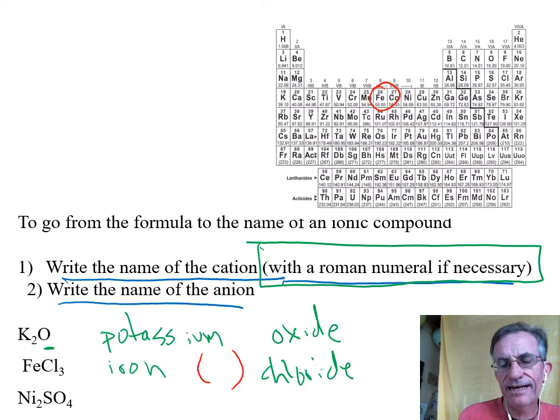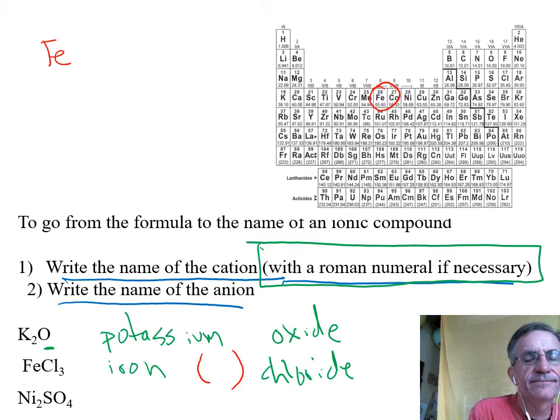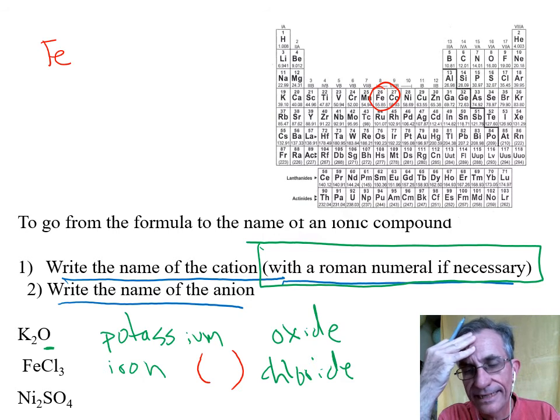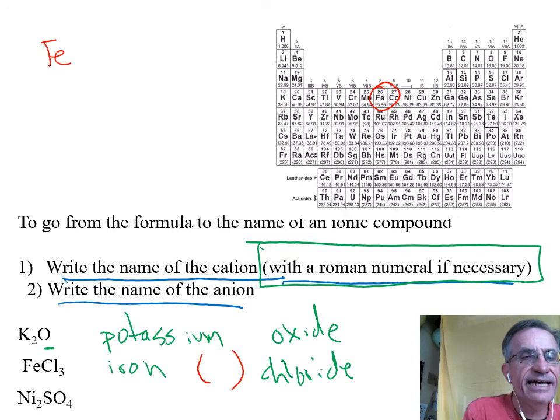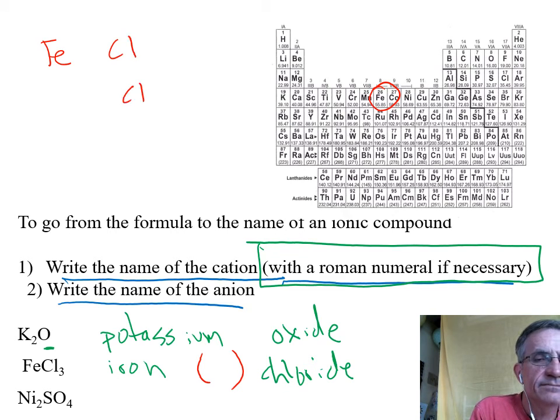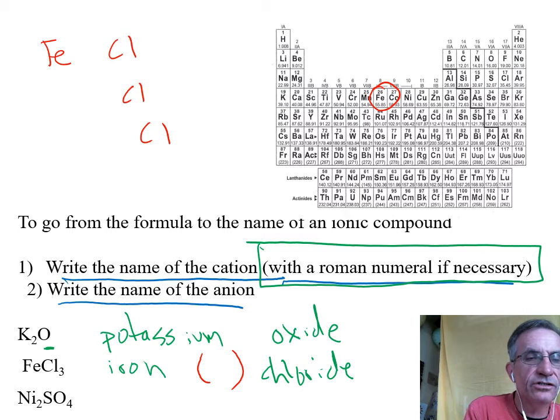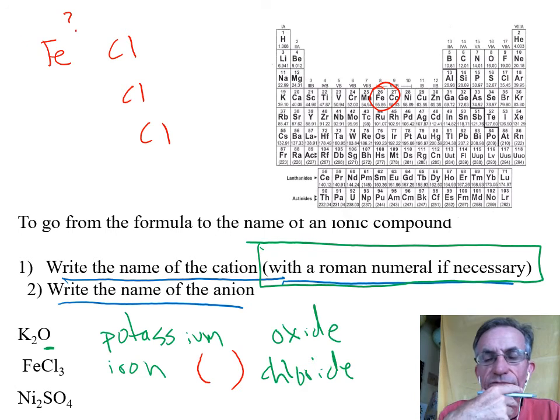So the way I'm going to figure it out, let me go up to the top here. We'll do a little scratch work. Iron, not always and forever, needs a Roman numeral. So I know this compound. If you look at the formula, what's in it? There's one iron slapped together with 3 chlorides. Now, I really want to know the charge on the iron, right? That's what the Roman numeral is. It's the charge on the metal.